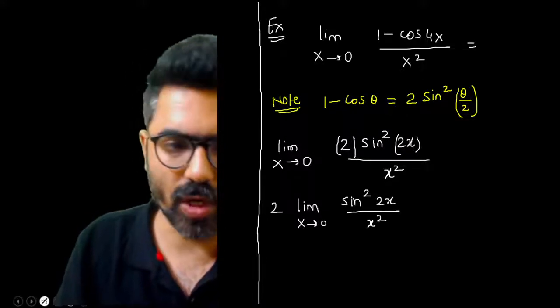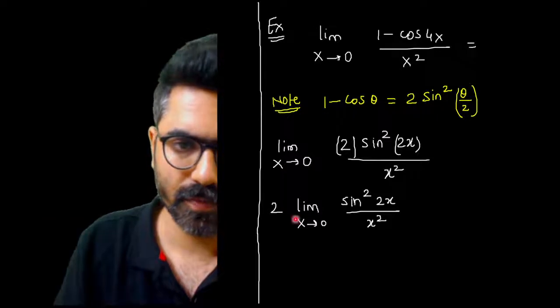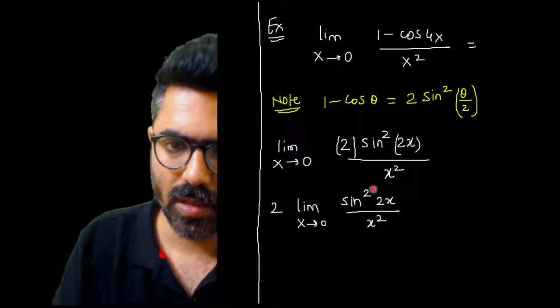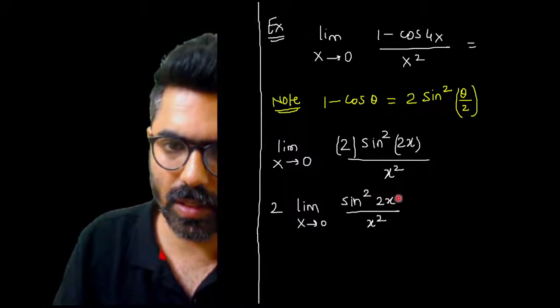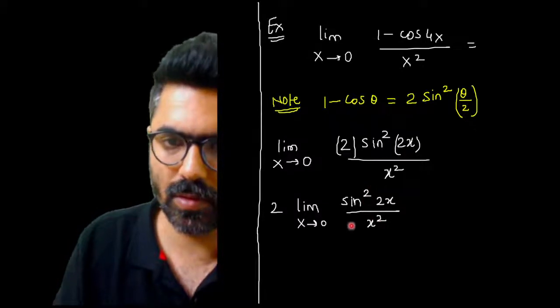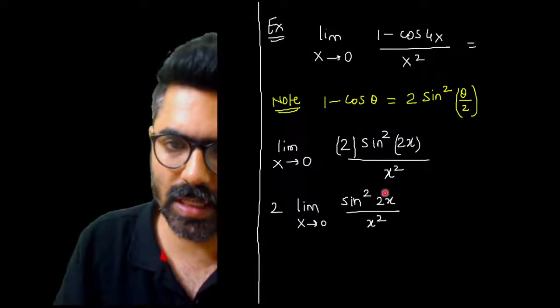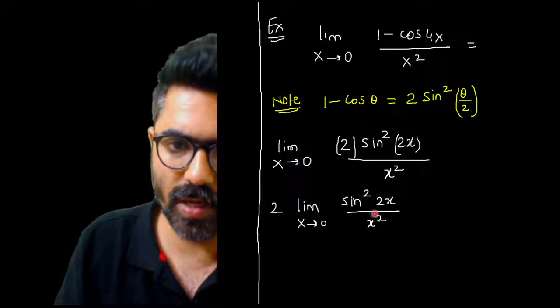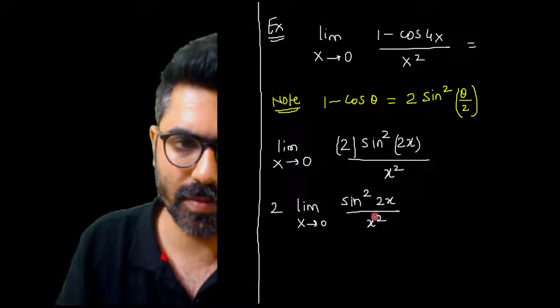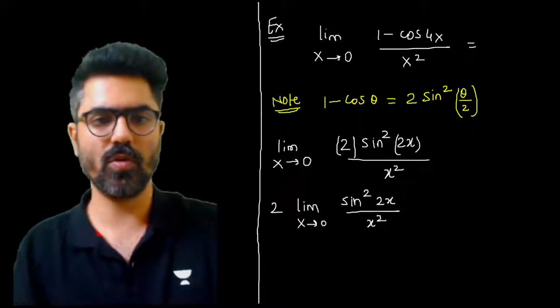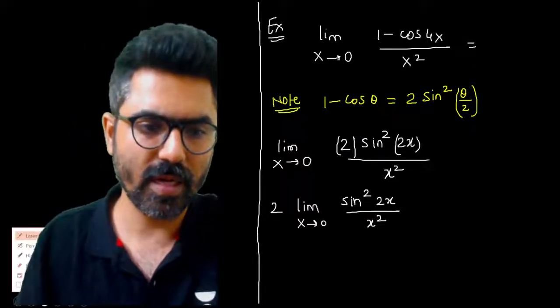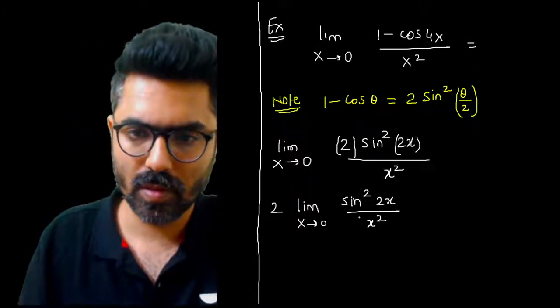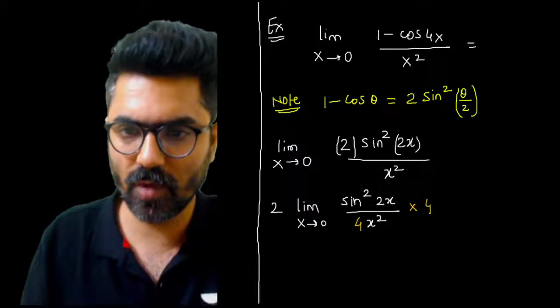Now as I said, whatever is written over here, the power of this thing, I mean the 2x power 2, should be present over here. It is not there: 2x power 2 is 4x square, but 4 is not in the denominator. So we'll adjust 4 in the denominator. 4 I have multiplied and 4 I have divided.